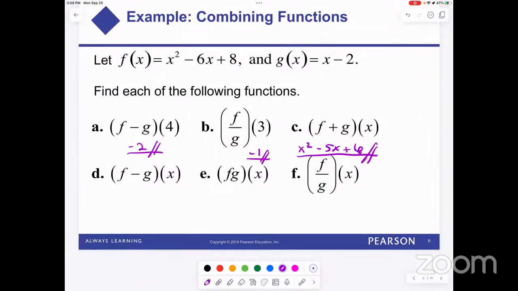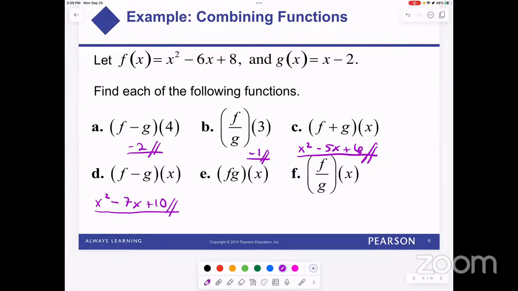For D, f minus g of x. So f of x minus g of x. And when we do that minus g of x, we need to distribute a negative. Right? So we're going to have x squared. If we distribute the negative into g and then combine the like terms, it's going to be a negative 6 plus negative 1 to give us a negative 7x. Okay. And then 8 plus 2 ends up being 10. And that's as far as we can take that.